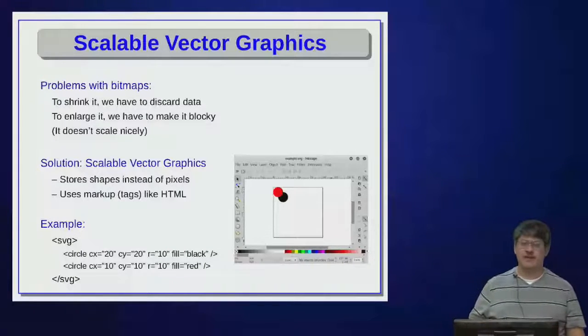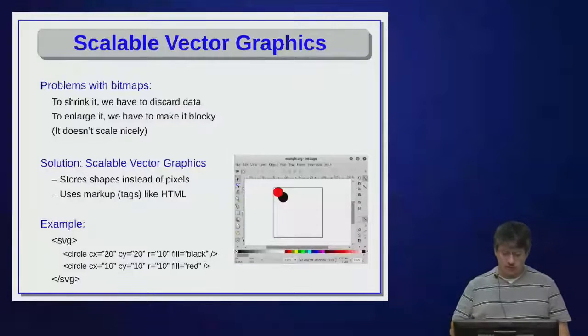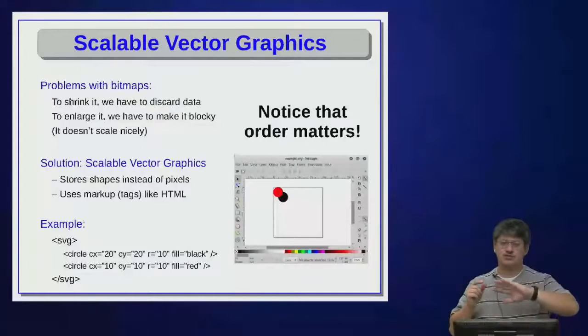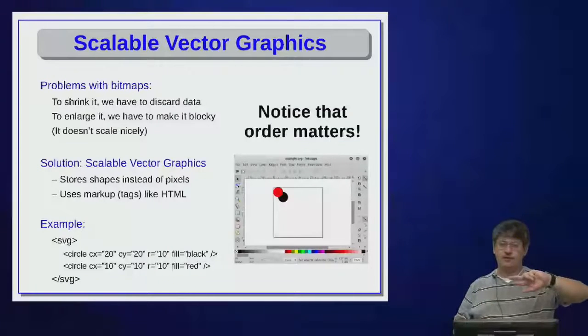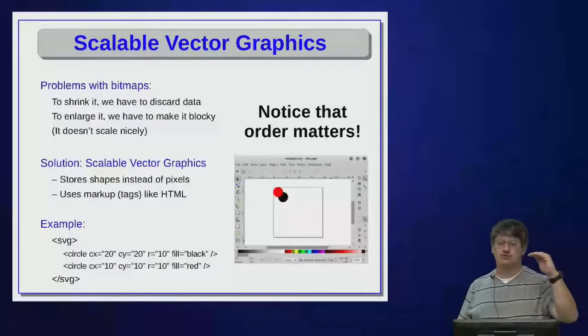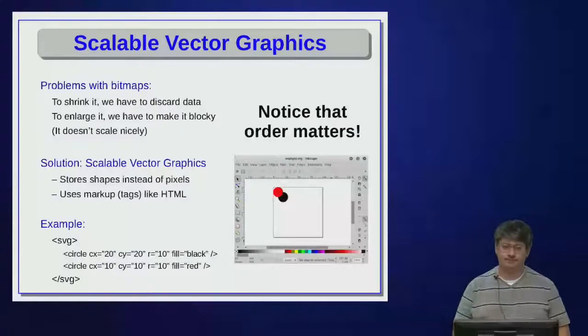So if I pull this file up in an image editor, it looks like this. I want you to notice that order matters. Because I drew the black circle first, it shows up behind the red circle. So the order of your tags matters in SVG. In this case, the black circle was drawn first because it was the first tag, the one at the top of the file, and the red tag came second, and so it's drawn on top.